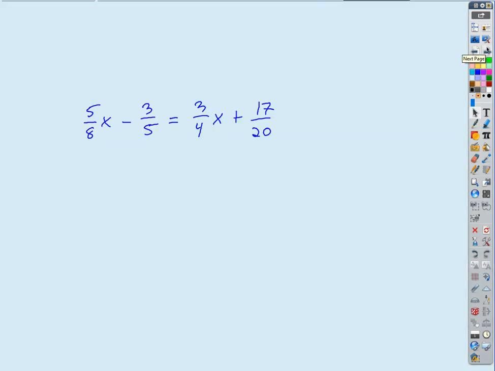Try that. That's pretty ugly. Lots of fractions. Now, can you imagine how horrible this would be if we didn't clear the fractions? This would be a tough problem, right? What would I do? Subtract 5/8 x from 3/4 x to get some fractional number of x's, and then I'd have to subtract 17/20 from 3/5 and figure out what that fraction is.